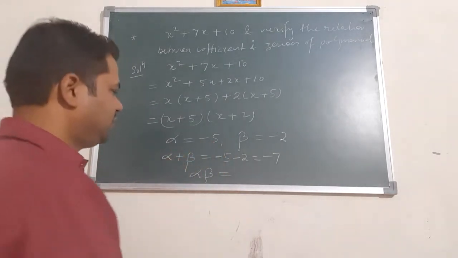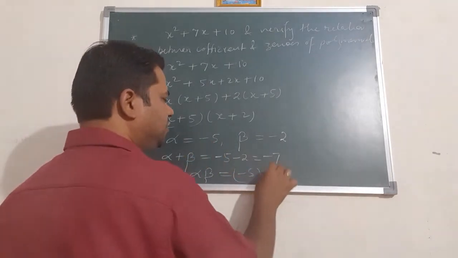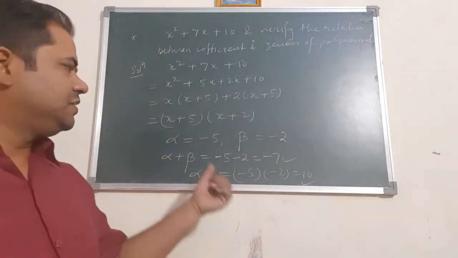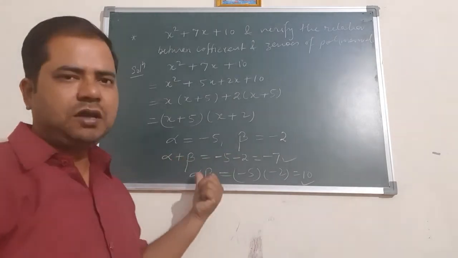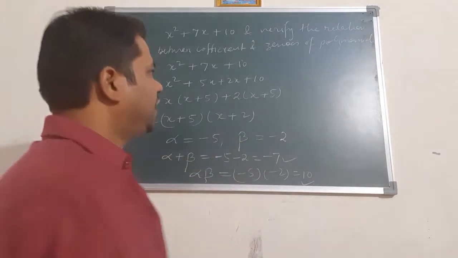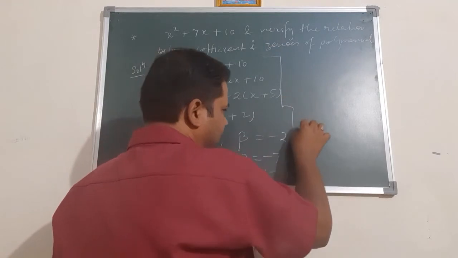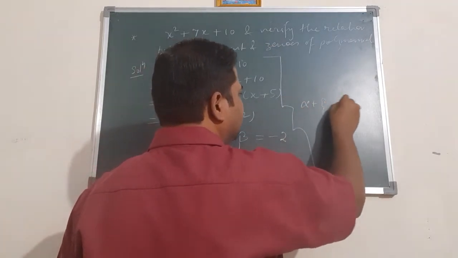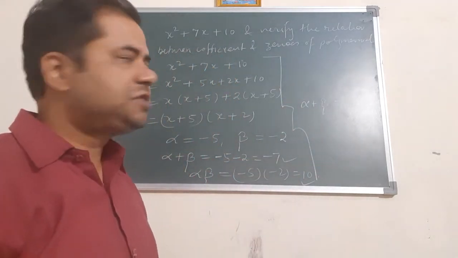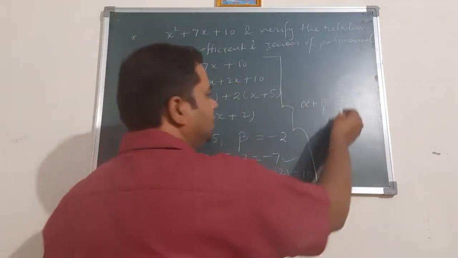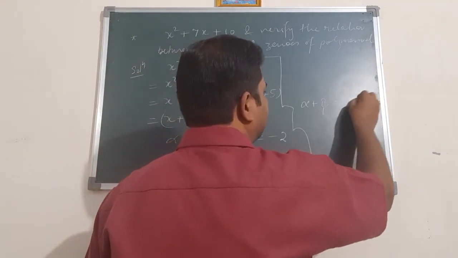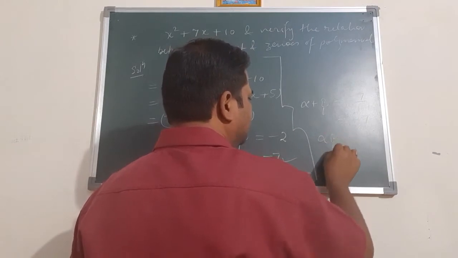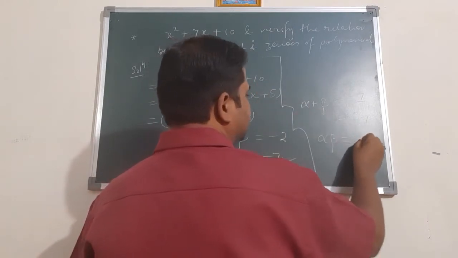Alpha beta is nothing but minus 5 into minus 2, and this is 10. This is simply find the sum and product. But we will see by the formula, that is the relationship. If you see, alpha plus beta is nothing but minus b by a. What is b? b is here minus 7. So minus 7, a is 1, minus 7. And alpha beta is what? c by a, that is 10 by 1.